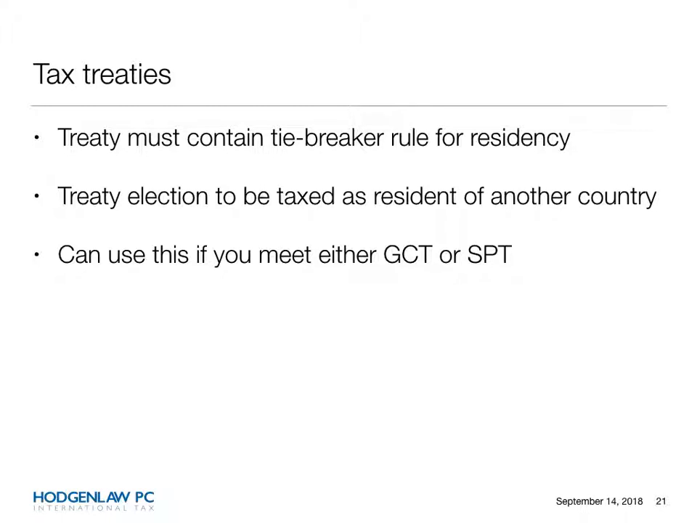Another exception consists of tax treaties. If the treaty between your country, a foreign country, and the US has a tiebreaker rule for residency, you can elect to be taxed as a non-resident in the US. You can use this election if you meet either the green card test or the substantial presence test. However, there is an additional risk for green card holders. It may become harder to renew a green card after using a treaty election, or you may accidentally expatriate. I'll cover this in a few more slides. So it's not advisable to use this method unless you fully know the implications.